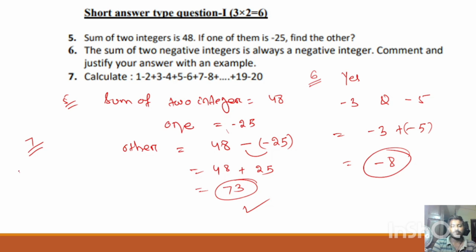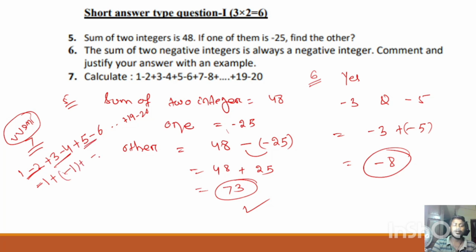Clear? Now next question, question number 7. Calculate: 1 minus 2 plus 3 minus 4 plus 5 minus 6 up to 19 minus 20. This is a very important question. How to solve? First, 1 minus 2, when we solve, the result is minus 1. Yes or no? Because of different signs, 2 minus 1 is 1, and the bigger number's sign is minus. Similarly, here is also minus 1. Now again here is also minus 1. Dot dot dot, it is also minus 1.